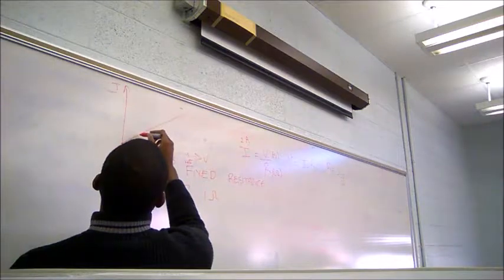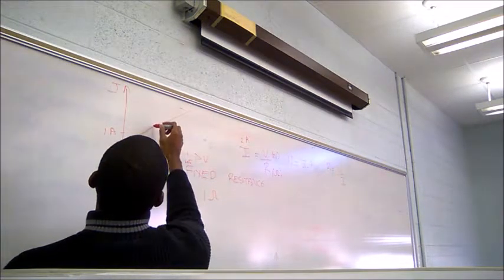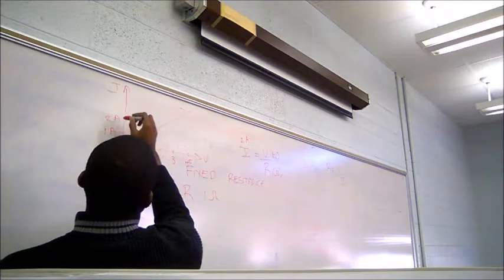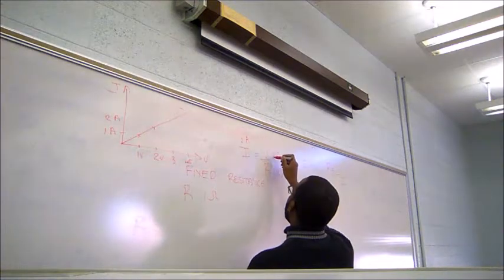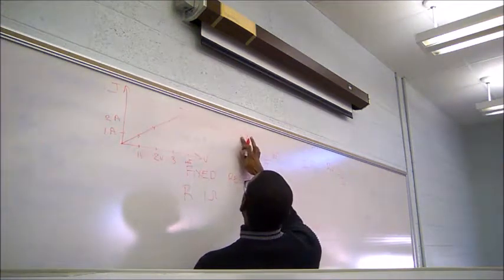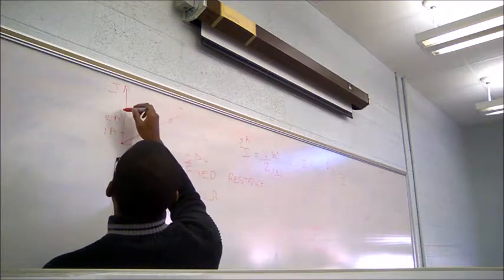So again, we have here 1 ampere. Here we're going to have 2 amperes. If we go to 3 volts, our current is going to be 3 amperes. This is all Ohm's law, or Ohm's observation, tells us.